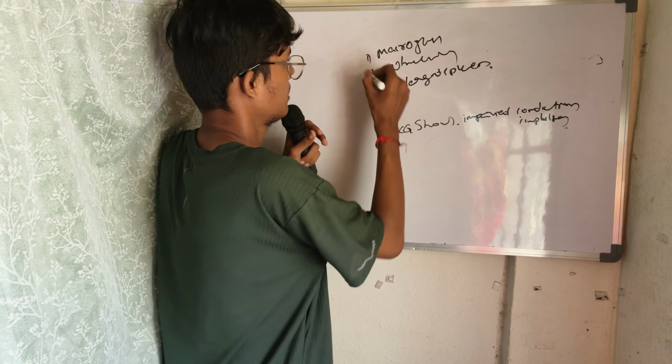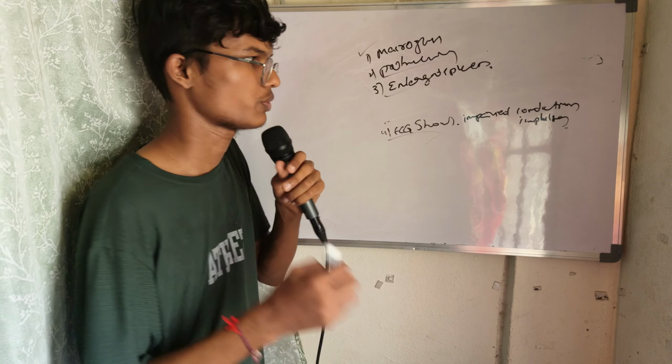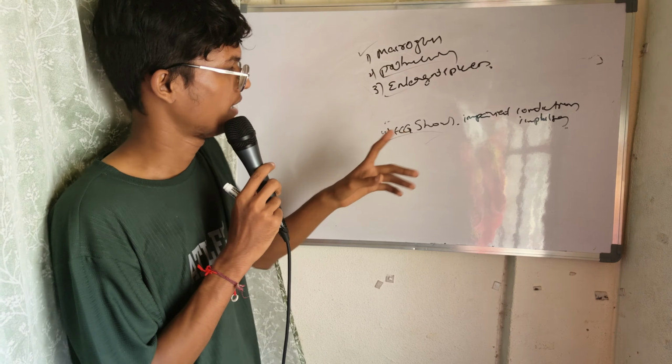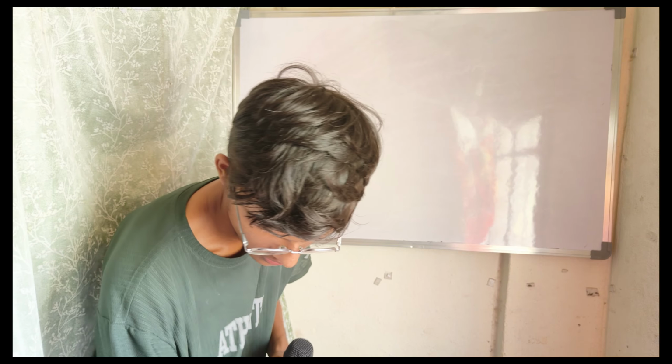So what is this? Macroglossia, proteinuria, enlarged spleen, and ECG showing impaired conduction of impulses. We can suspect it as amyloidosis.